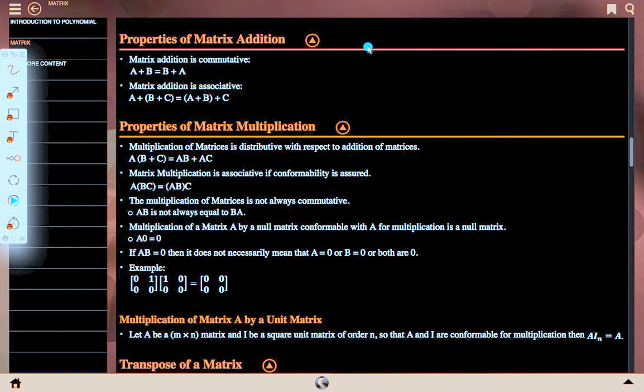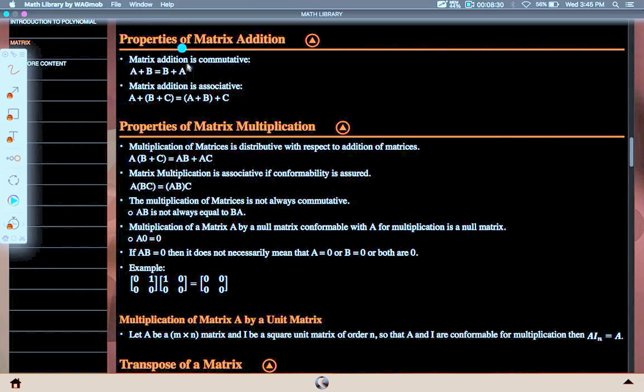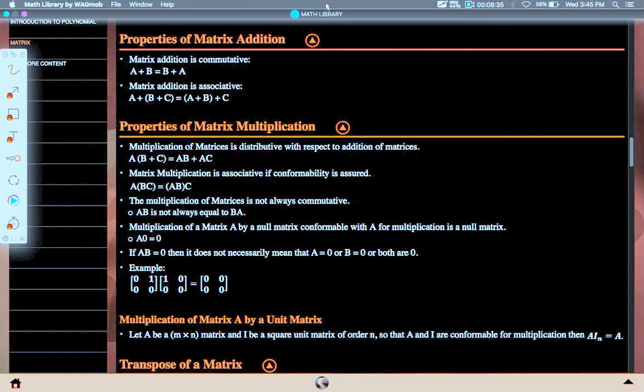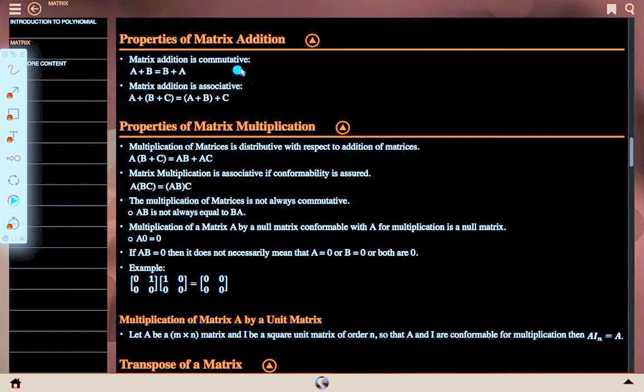Properties of matrix addition. Matrix addition is commutative: A plus B equals B plus A. Matrix addition is associative: A plus B plus C is equal to A plus B plus C.